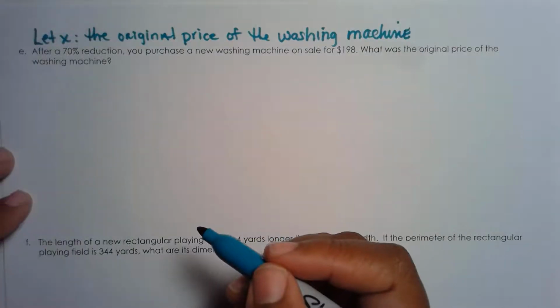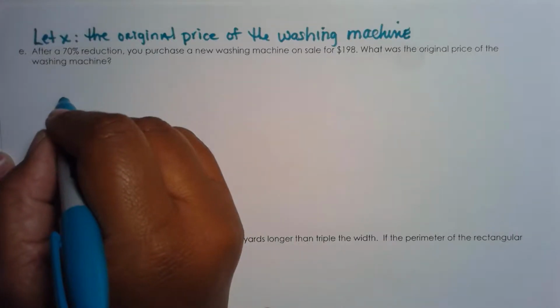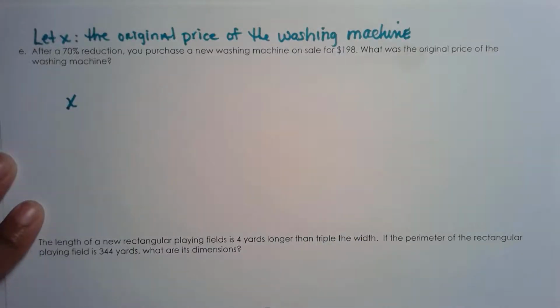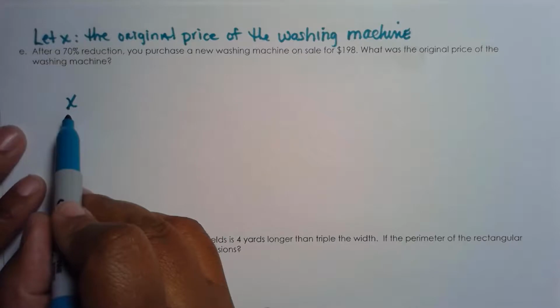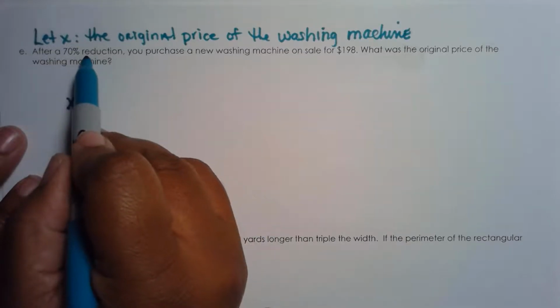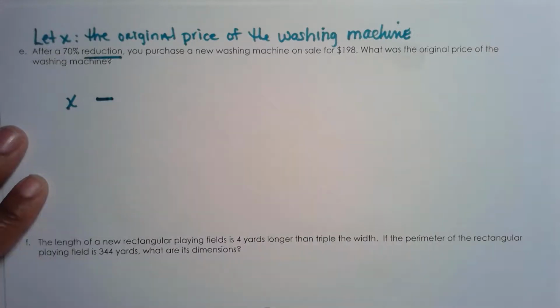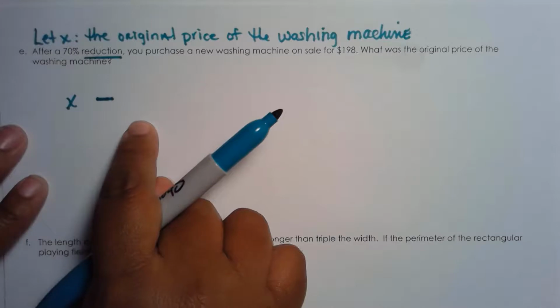Okay, so to set up this equation, we don't know what the original price for this washing machine is. That's our unknown, which is X. We know that there was a 70% reduction. So we're going to take away whatever that reduced price happens to be.